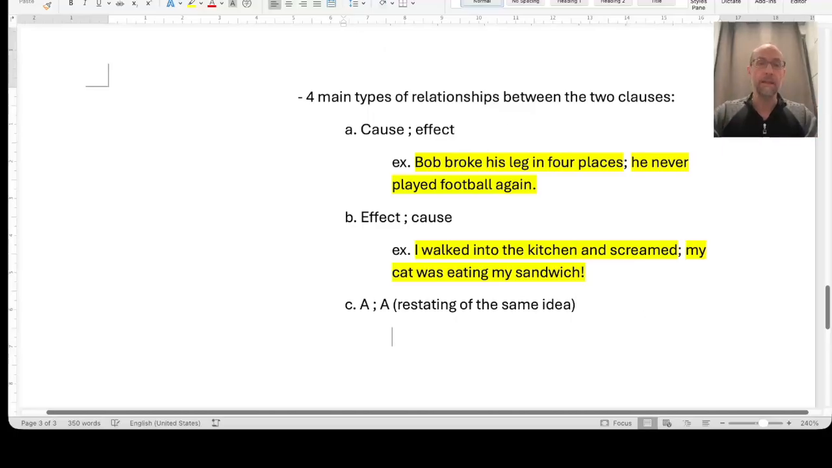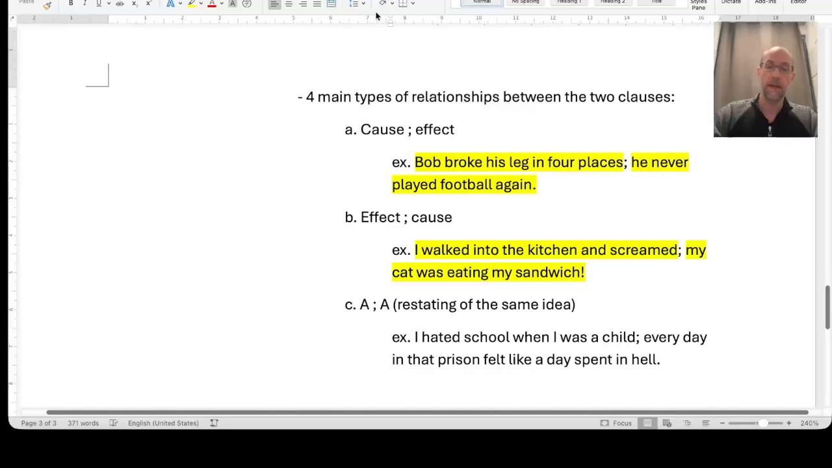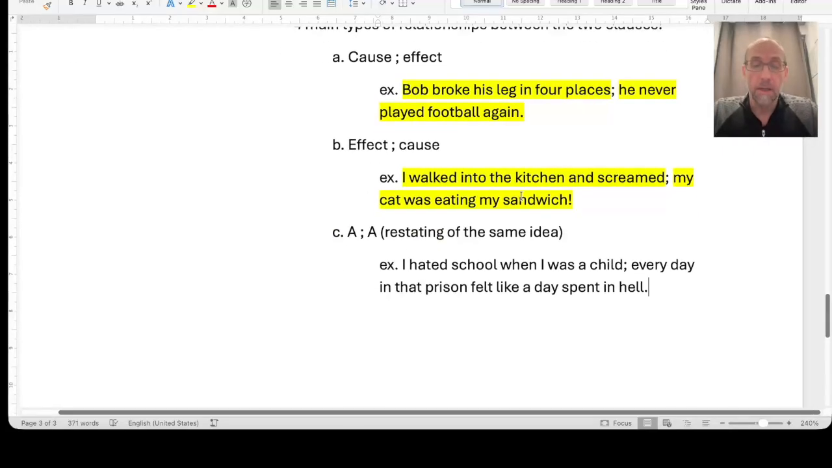Imagine something like this. Okay. Very dramatic. I hated school when I was a child, semicolon. Every day in that prison felt like a day spent in hell. If you look at the two sides, we're going to call this independent. That could be a sentence, right? Semicolon, every day in that prison, subject, felt, verb. So we have 2 independent clauses.